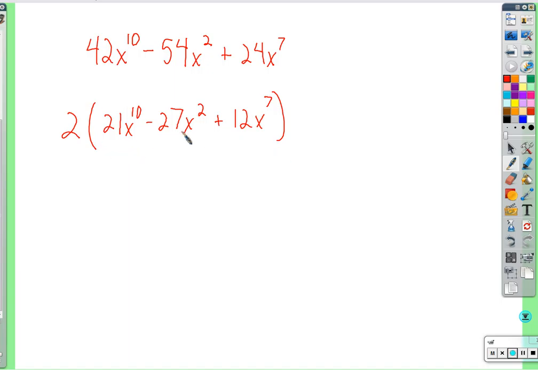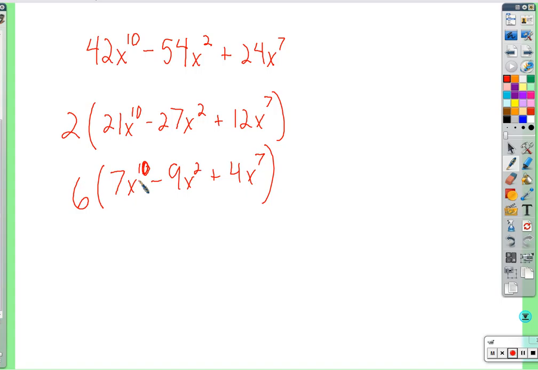3 times 7, 3 times 9, 3 times 4. So I can also factor out a 3. And when I pull out this 3, it's just going to get multiplied by that 2. Right, so that's going to be a 6. So I'm factoring out a 3. That's 3 times 7, 3 times 9, 4, 10.